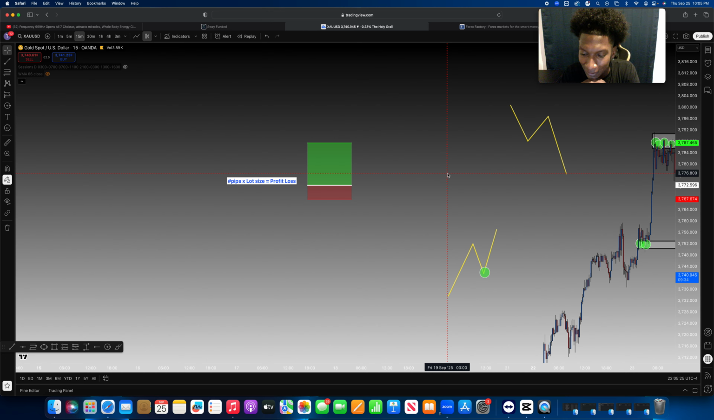Once again, this is the basics, guys. If you don't understand this, you're not going to understand everything we talk about moving forward, because there are certain principles that you have to follow in the market, and this is that.